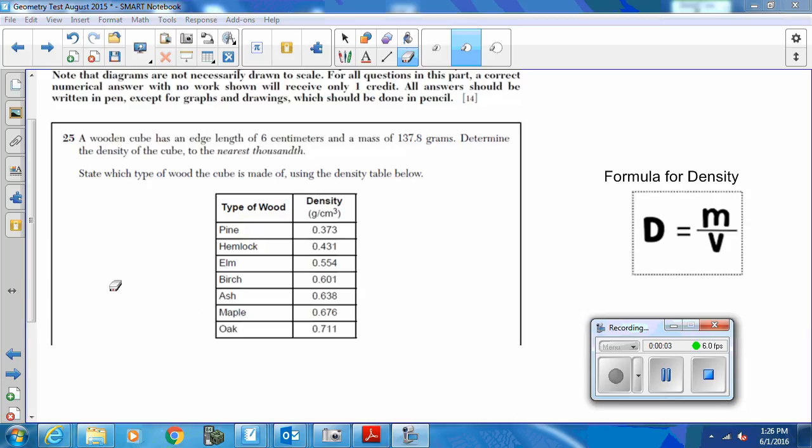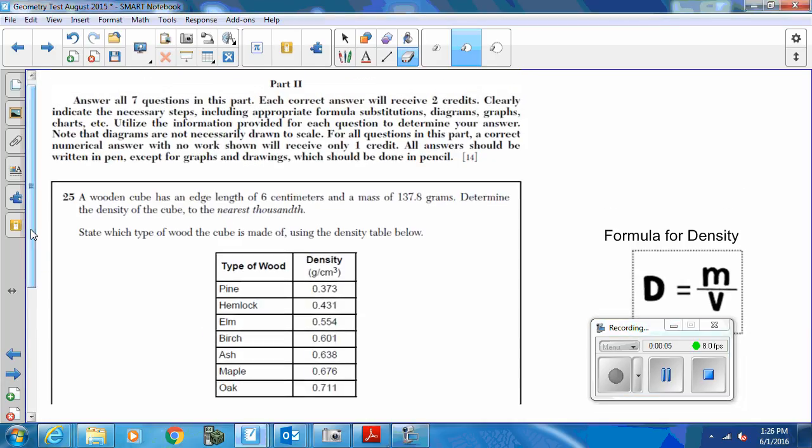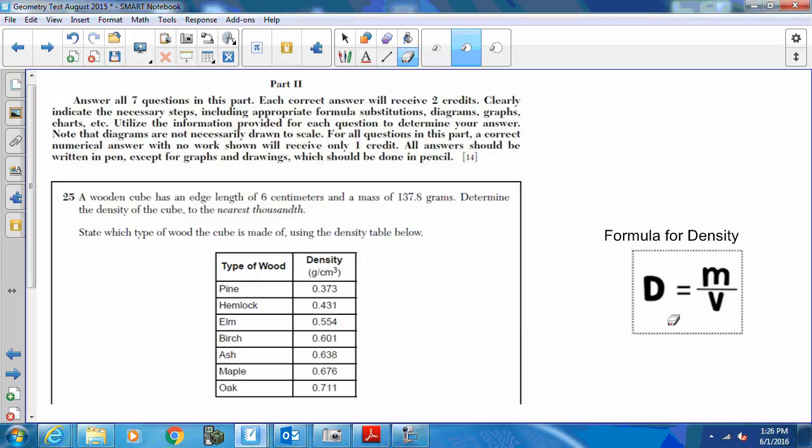All right, we're going to start looking at part two of the geometry exam from August of 2015. And all 7 questions in this part are worth 2 points, so be careful. If you make one simple mistake, you're going to lose 1 point out of 2. So just be careful in what you do.